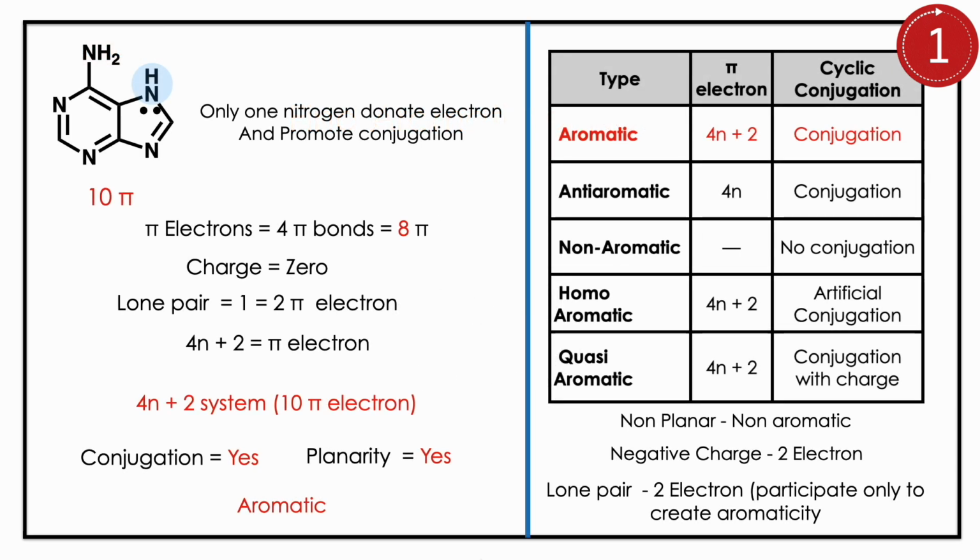Adenine has many nitrogens, but only one donates the lone pair to create the aromaticity, because you have 4 pi bonds, so 8 pi electrons. Charge is not there, but only one lone pair participates, so it's a 2 pi system, so it donates 2 pi electrons, so totally 10 pi electrons. So it is a 4n plus 2 system with 10 pi electrons, where n equals 2, and conjugation is definitely there. So one nitrogen donates the electrons and promotes the conjugation. The compound is definitely planar, so the given compound is aromatic.